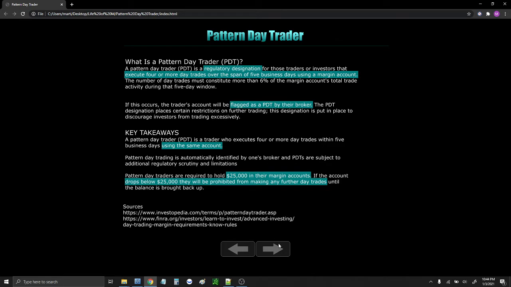So let's take a look at a scenario to help understand more about this 5 day rolling period and what's considered a day trade versus a swing trade.